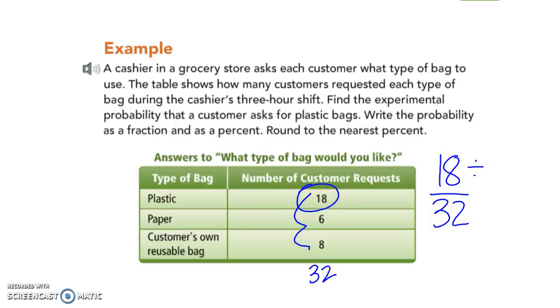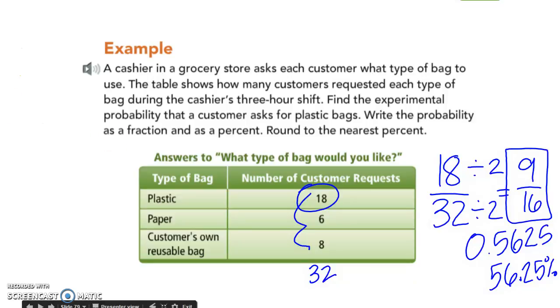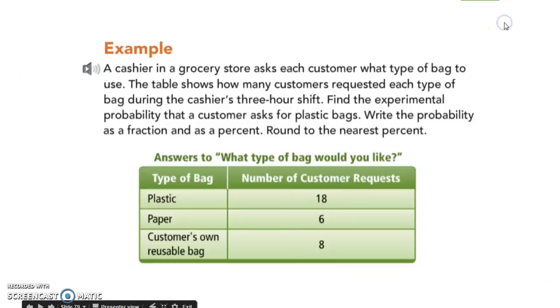If I simplified that, that would give me, what, 9/16 as a fraction. As a decimal, I would just divide 9 divided by 16, 0.5625, which would be 56.25%. You would just move the decimal 2 times to the right to convert it to a percent. Okay, so that is experimental probability based on the data from a table.